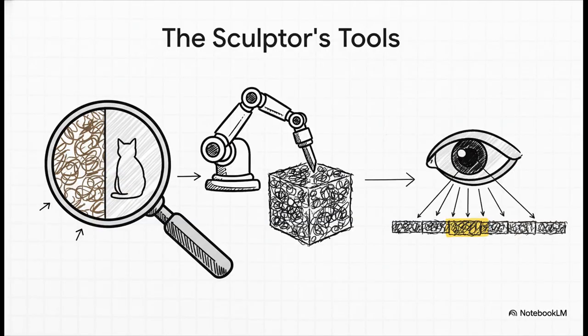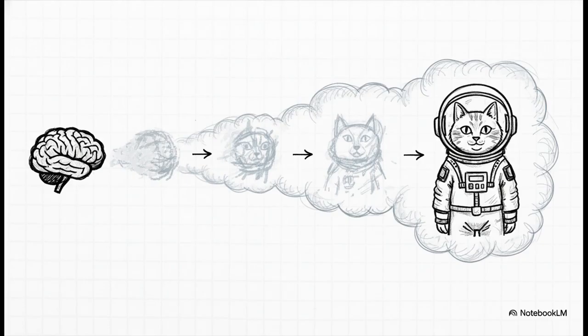Now, to do this kind of detailed work, our sculptor needs some specialized tools. The main one is a neural network called UNet, which is just brilliant at seeing an image on multiple levels, from the big picture, like the overall shape of the cat, all the way down to the tiny details, like the texture of its fur. That gets paired with transformers, which help the AI pay attention to the grammar of our prompt. This is what makes sure it's the cat wearing the spacesuit and not a spacesuit just floating next to a cat.